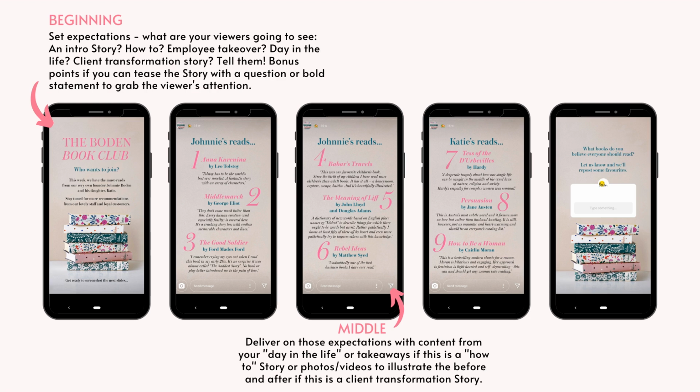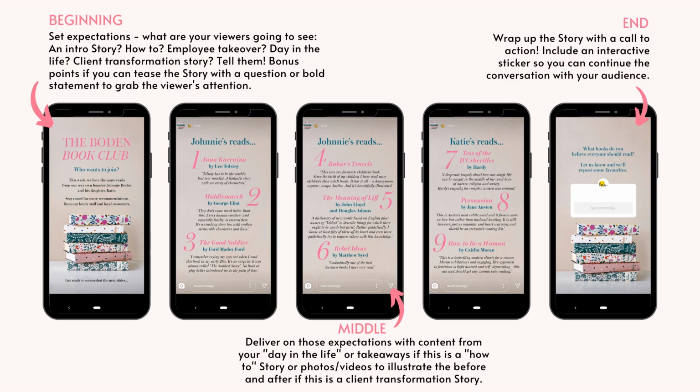And then at the end of the story, they wrap up by saying, are there particular books that you believe everybody should read? And they include the question sticker so that their community have the opportunity to put their recommendations into that question sticker. They have the opportunity to be involved and to interact and to share their thoughts. So that is a really lovely example of a short and sweet and succinct story that has that beginning, middle and end.